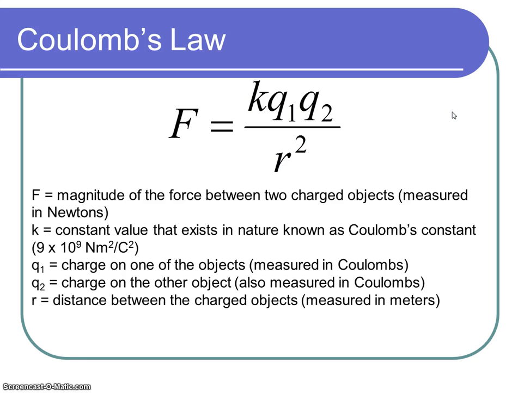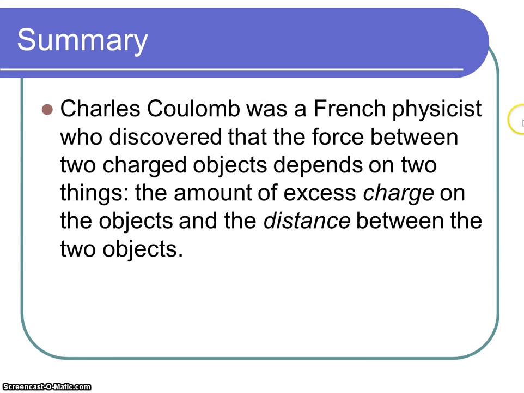So, a little bit of a summary of this. Charles Coulomb was a French physicist who discovered that the force between two charged objects depends on two things: the amount of excess charge on the objects and the distance between the two objects, which we've seen both in a qualitative sense and a quantitative sense. You saw that as you brought the tapes closer together, there was a stronger interaction between them. You saw that as you brought the two charges on the online lab together, there was a stronger interaction between them, and you should have a good basis for this.